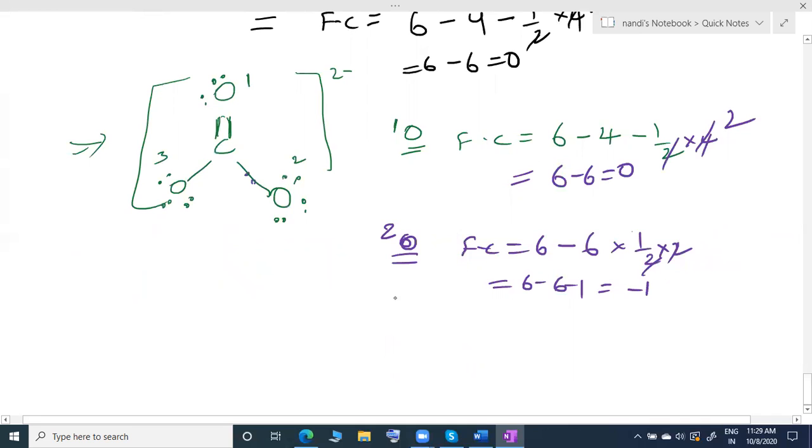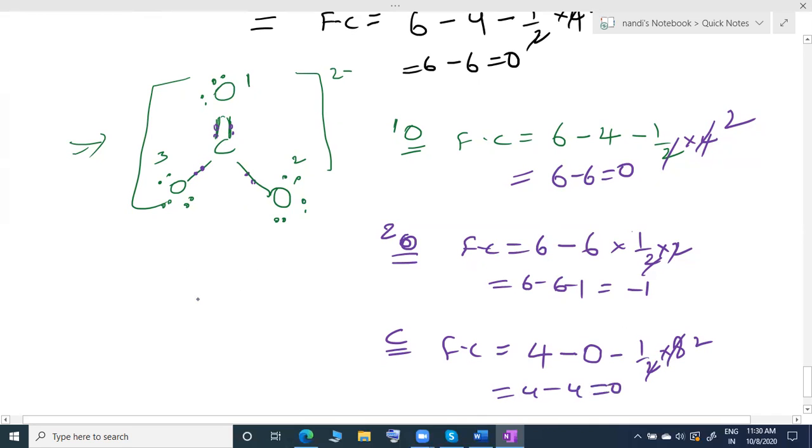Then what about carbon? Carbon formal charge equals carbon valence electrons, which is 4, minus. Are there any non-bonding electrons? No. That's why 0. Non-bonding electrons are nothing but lone pairs of electrons, minus half into. So how many bonds total? 4 bonds. 4 bonds means each bond is 2 electrons. So 8 electrons total. So you get 2 times, 4 minus 4 equals 0.